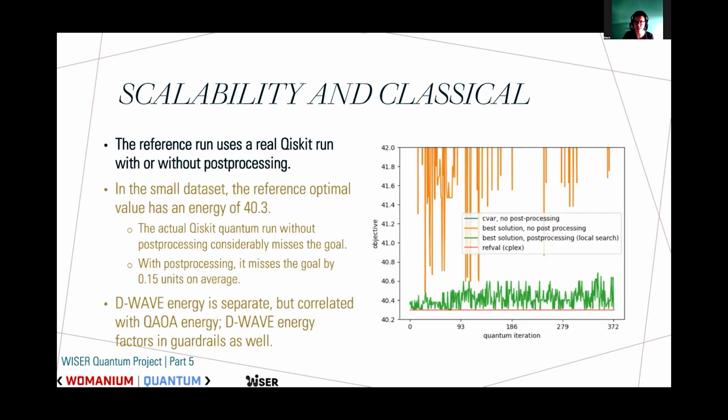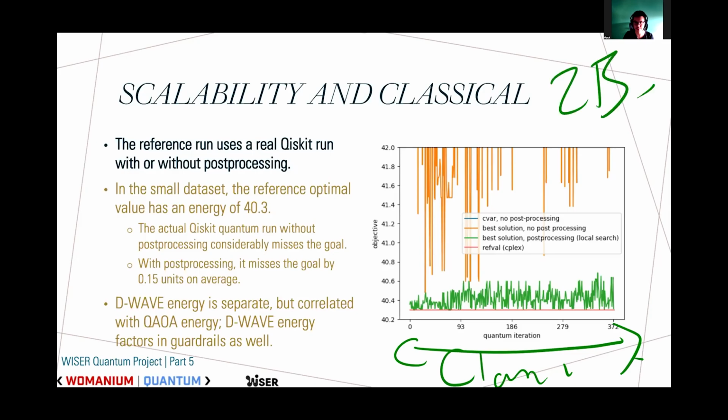Let's compare this to the classical benchmark, which has been provided for us. The reference uses a real Qiskit run with or without post-processing. The red line indicates the classical optimization, which let's say is exact, so it's to be combinations. After post-processing, we're only able to approximately get into the acceptable range.